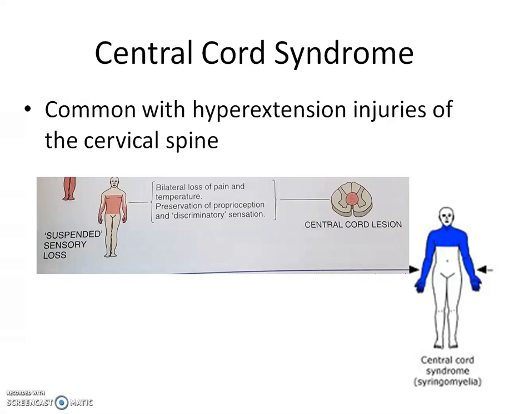Oftentimes, these anterior lesions are bilateral, so we will see motor and sensory characteristics bilaterally. With central cord syndrome, this will be damage to the central aspect of the spinal cord. This often occurs with hyperextension injuries, especially in the cervical spine. We're often going to see more severe neurological involvement in the upper extremities compared to the lower extremities, and our peripheral fibers may not be affected. You will often see the pattern here on the right, with the upper extremity involved and the lower extremity intact.